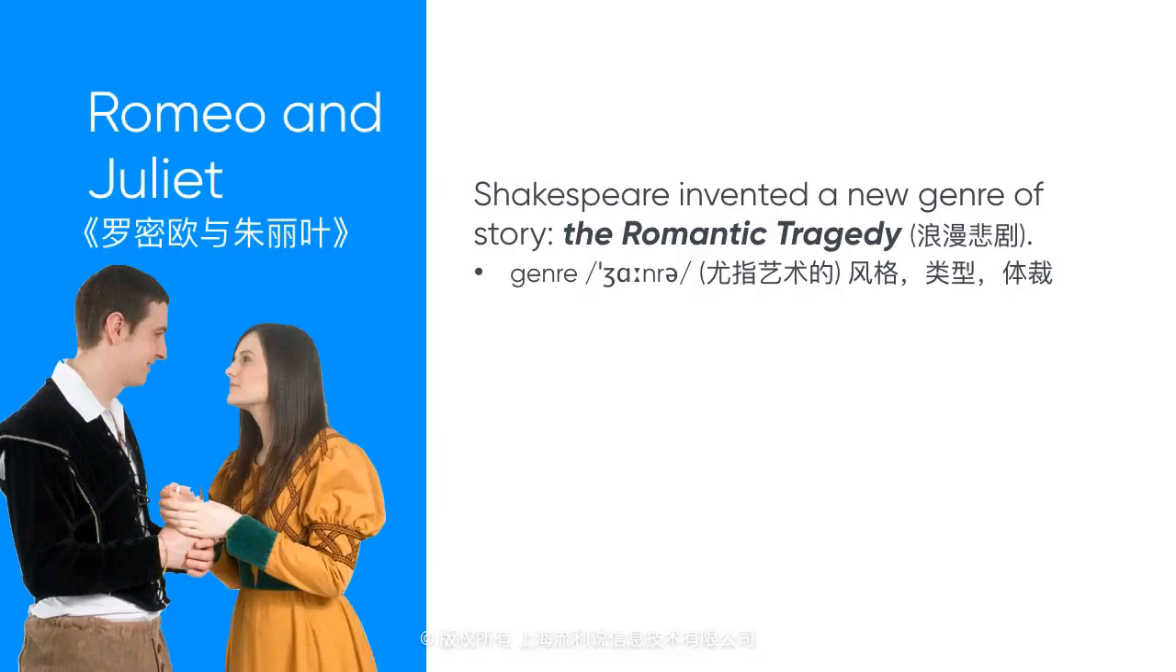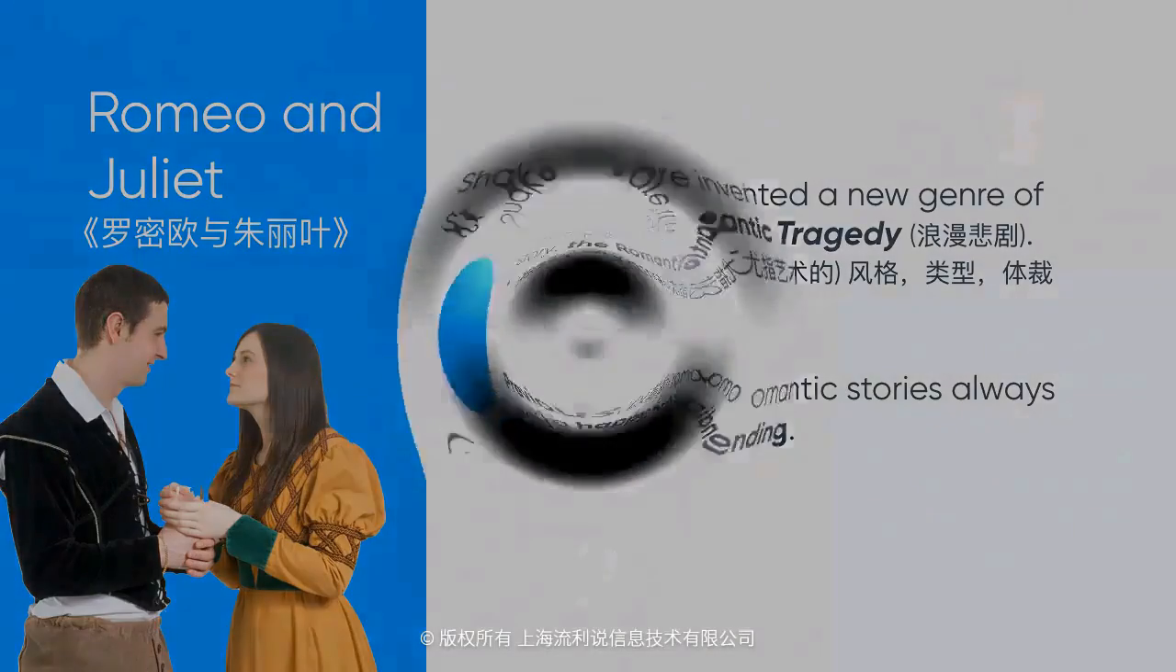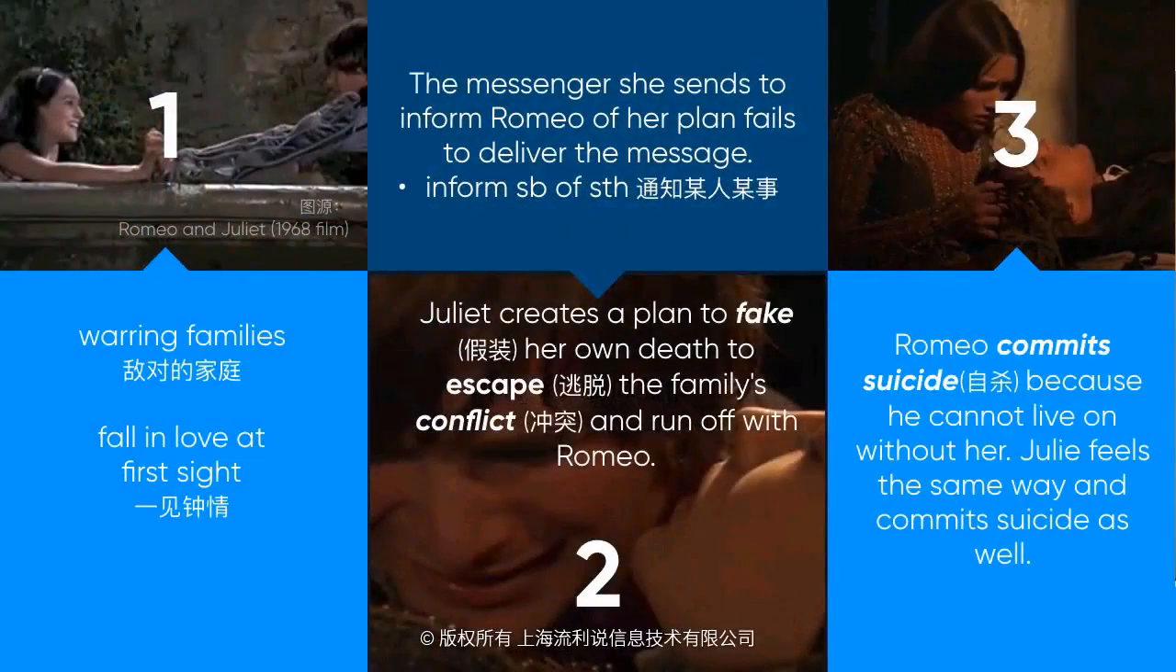For one of Shakespeare's most famous plays, Romeo and Juliet, Shakespeare invented a new genre of story, the romantic tragedy. Previous romantic stories always had a happy ending. So throughout the play, the audience laughed and cheered on a young man and young woman from 2 warring families who fell in love at first sight.